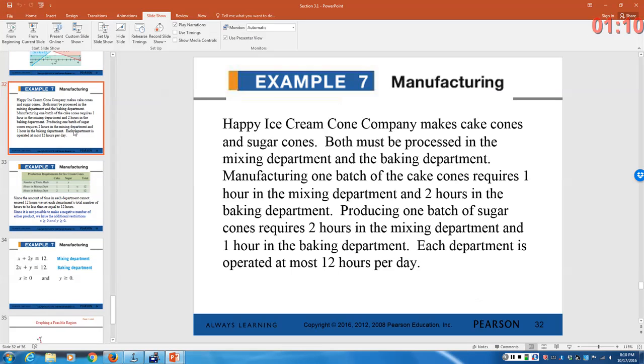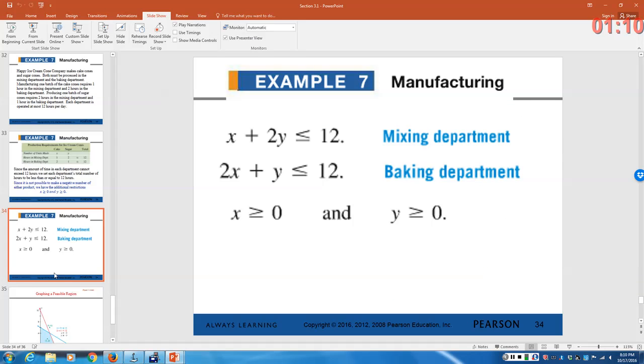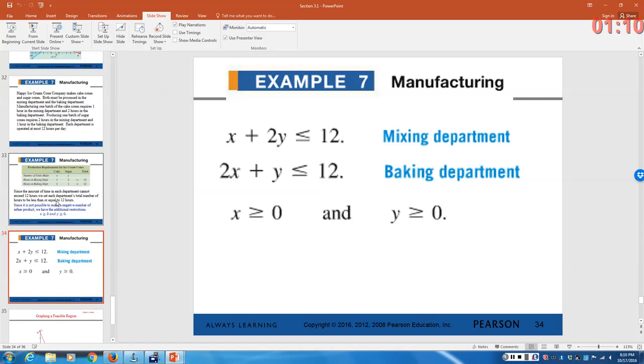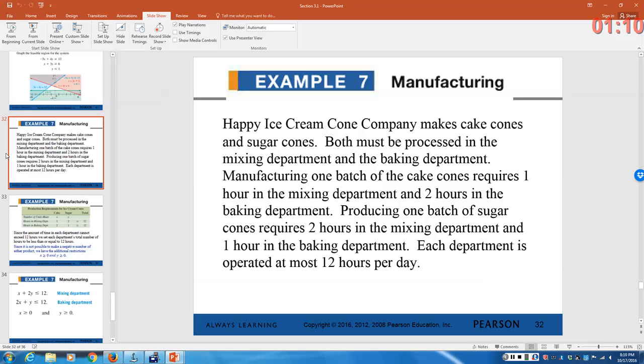Now we've got a manufacturing example here. And I think what I'm going to do is walk you through the problem and let you fill in your notes as we go along, because in the next section, I'm not sure we're going to have enough time to take the test.